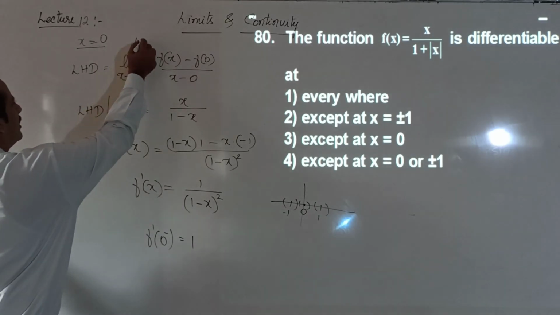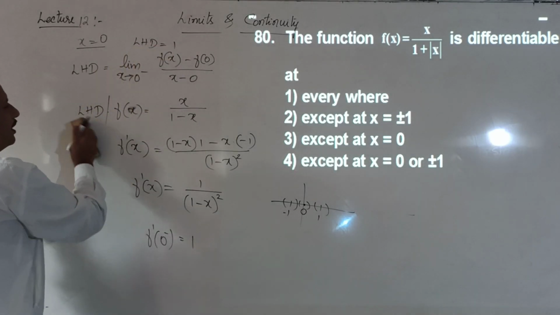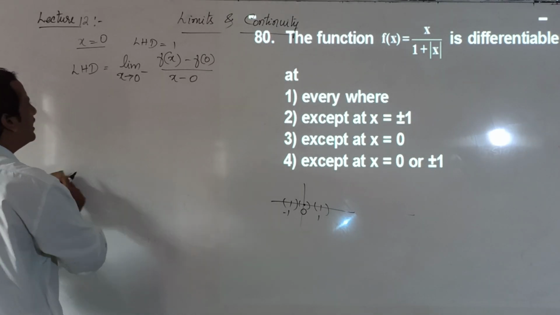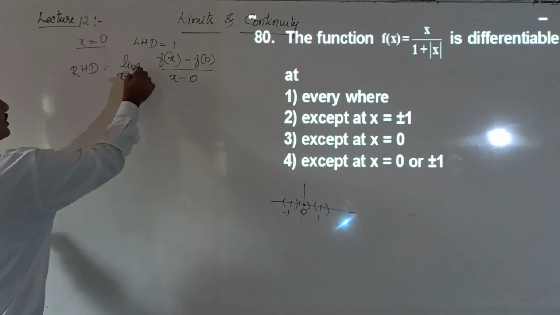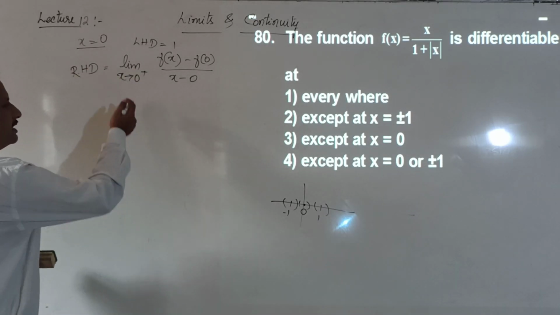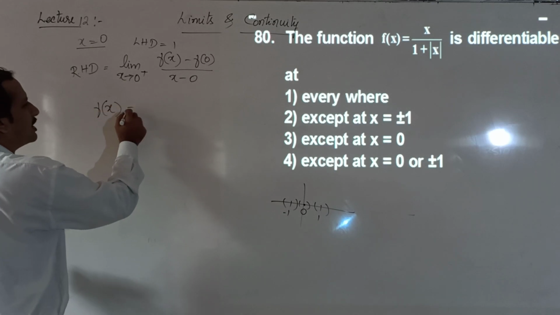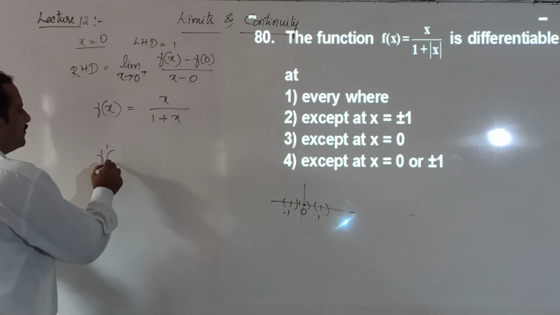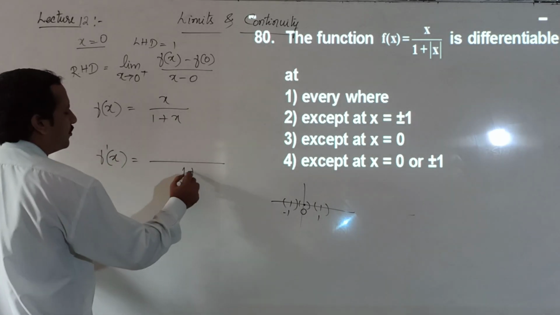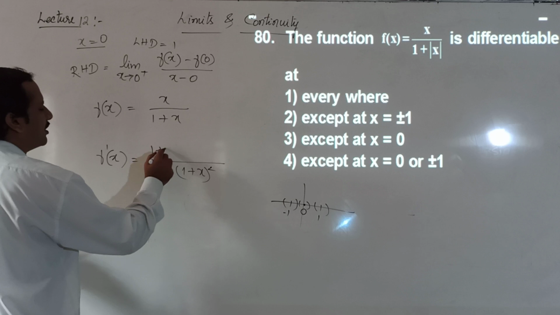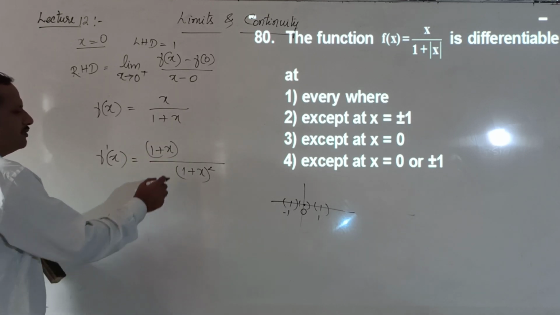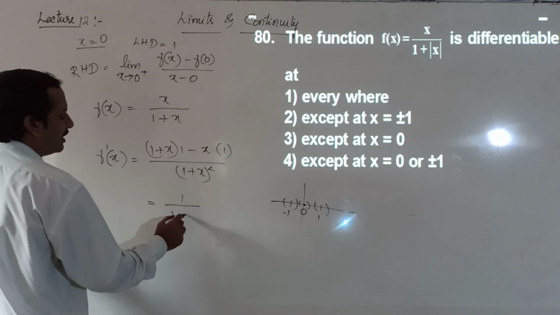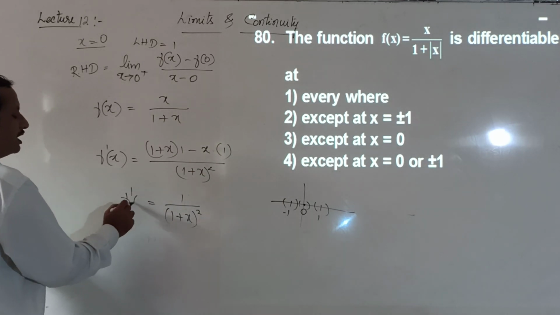At x equal to 0, left hand derivative is equal to 1. Now I am interested in knowing what the right hand derivative is. For the right hand derivative, x is approaching 0 from the right side. This is the actual method. Or else, if I consider f(x) as x by (1 plus x), then what happens? f'(x) is equal to, denominator (1 plus x) whole square, numerator (1 plus x) into derivative of x, which is 1, minus x into 1. That will give you 1 by (1 plus x) whole square. This is f'(x).